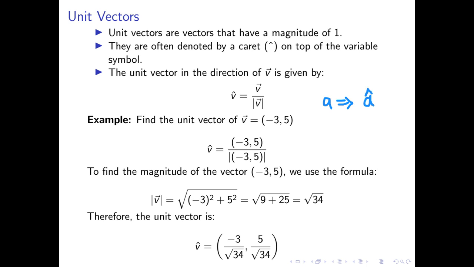All right. So the unit vector in the direction of vector V or vector A will be given by the following equation. That is, V divided by the magnitude of V. That gives you the unit vector. We'll see this better with the following example. In this example, we're told to find a unit vector of this vector V, which is given as (-3, 5).